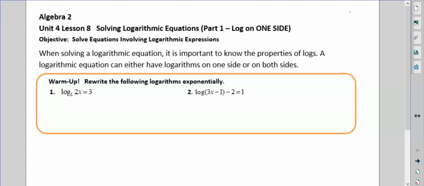So when you have this situation here, we're going to swish and flick. 5 to the 3 equals 2x. Okay?